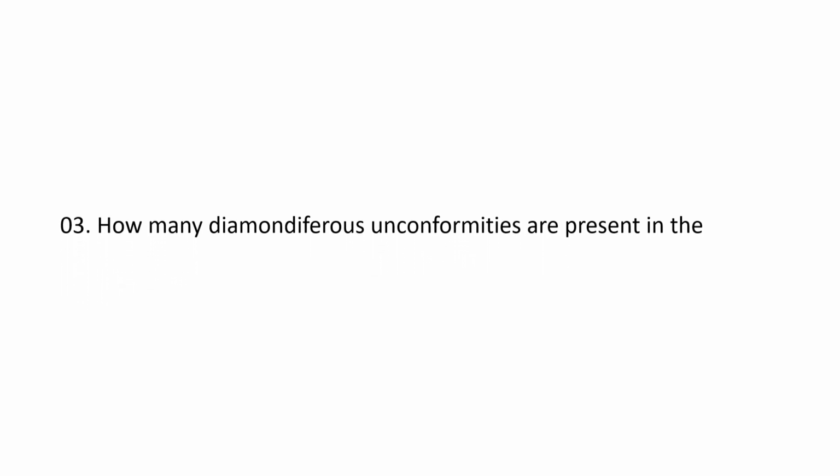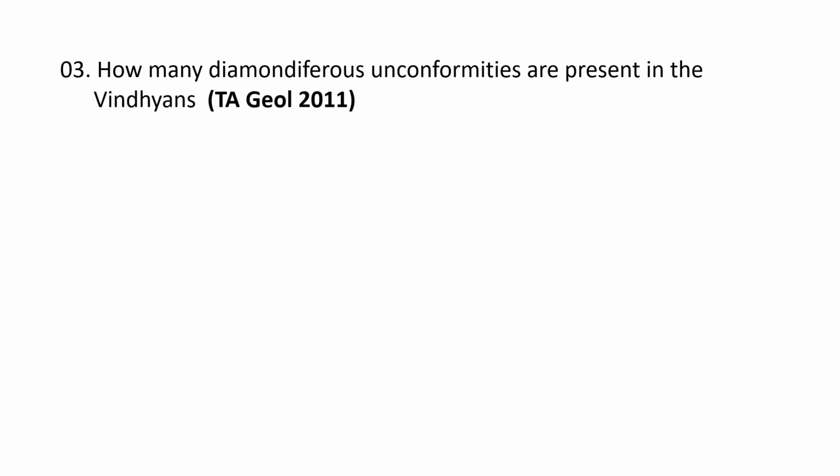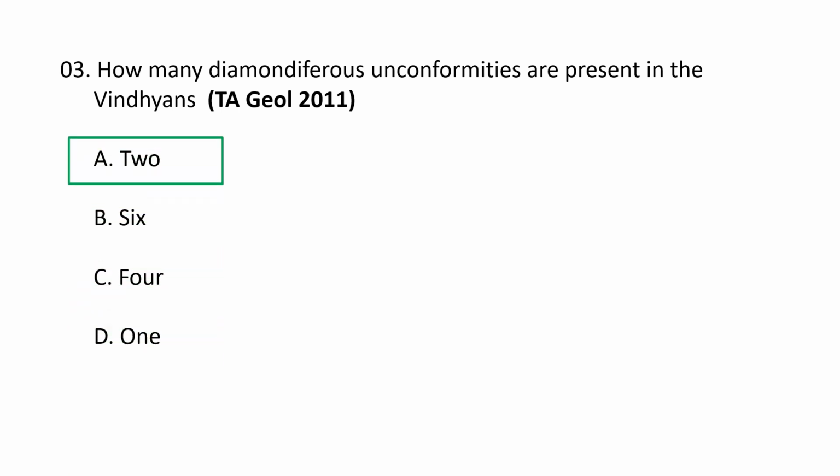Next question. How many diamondiferous unconformities are present in the Vindhyans? The options are A. 2, B. 6, C. 4 and D. 1. There are two diamondiferous unconformities present in the Vindhyans. These are found at the boundary between the Lower Vindhyan and the Upper Vindhyan supergroups, with the diamond bearing horizons primarily located within the Upper Vindhyan sequence, where the Panna and Golconda diamond fields are studied. So A is the correct option.